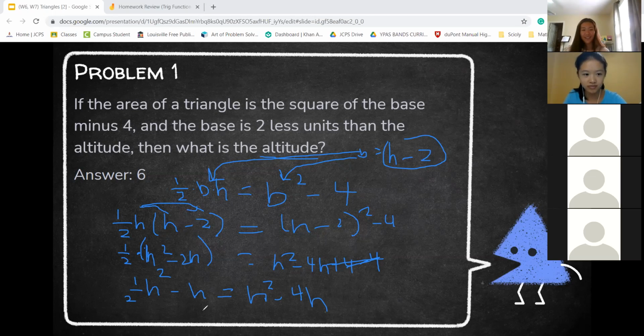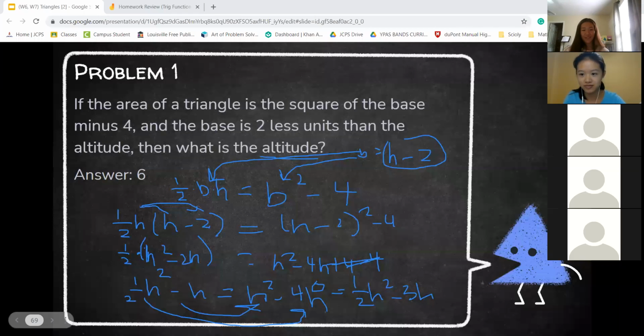Yeah, okay. So I'm just going to move both of these over here. So subtract 1/2 h squared from h squared, which gives me 1/2 h squared. And add h to negative 4h, which gives me negative 3h. And this is all equal to 0 now. Some of you guys might not know how to do this, but this is how you solve this problem. So if you don't completely understand this last step, then it's okay. We'll learn it in a couple of weeks.